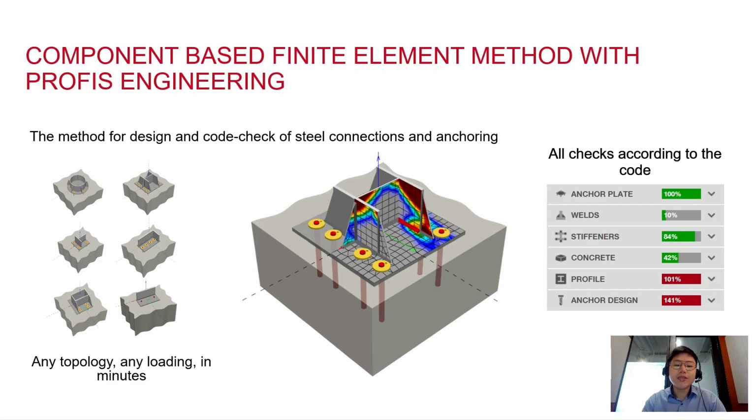Because of the CBFEM which is implemented behind the software, you can basically model any typology, any loading, and analyze it within minutes. So as you can see here, once you finish your analysis, all your elements such as anchor, weld, stiffener, concrete, and so on will be checked against the design code. So basically our analysis is fully code compliant, and as I mentioned before, the plate will be code checked against the strain, the weld will be code checked against its stress, and the anchor will be code checked against its forces. Right, so basically your analysis is fully code compliant.